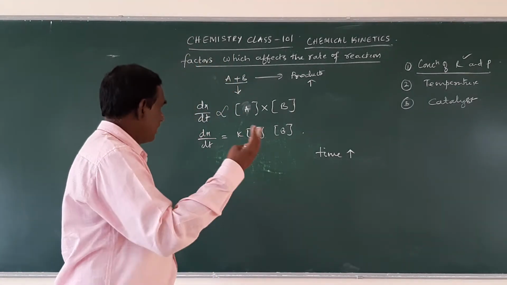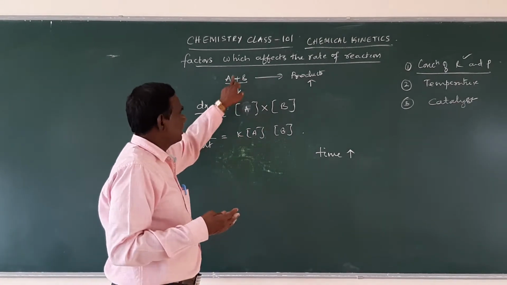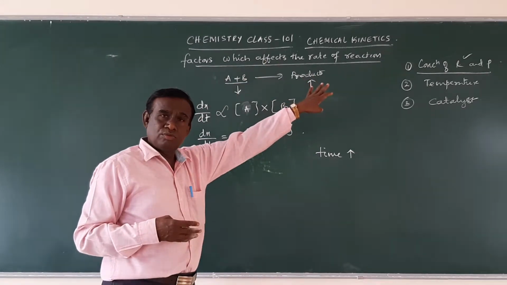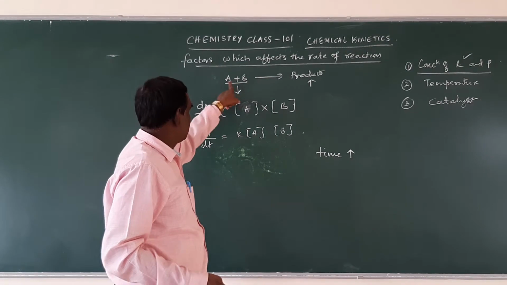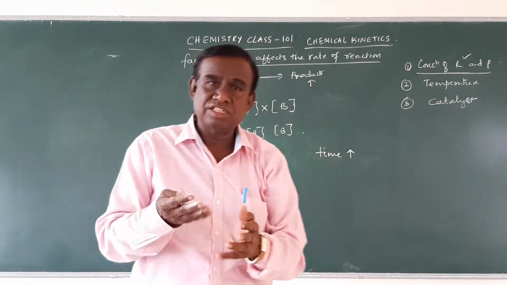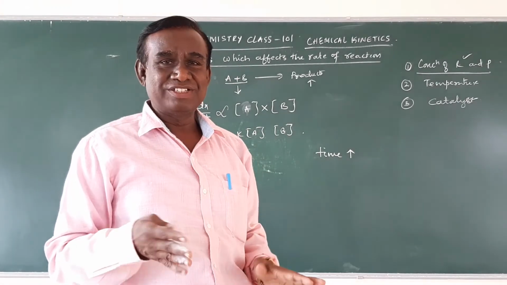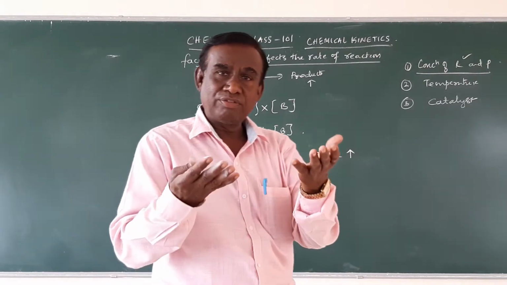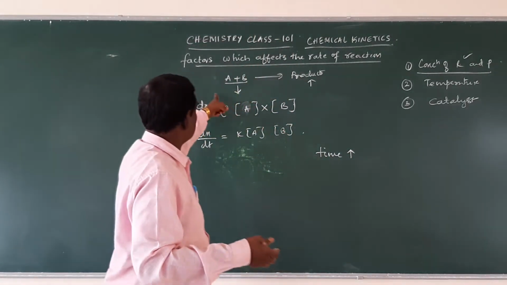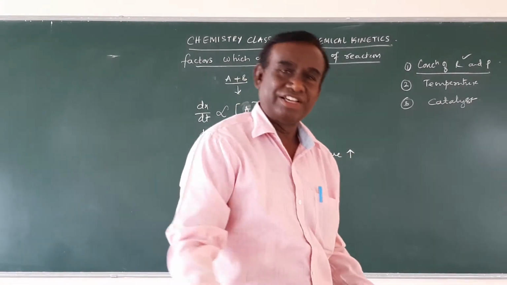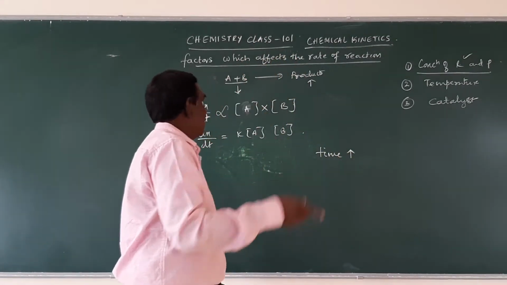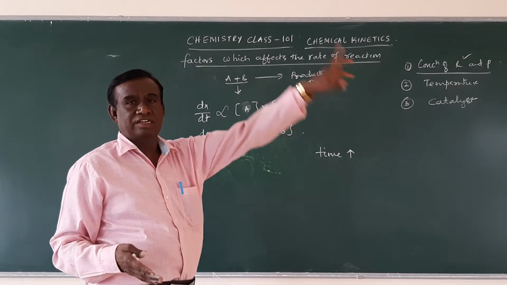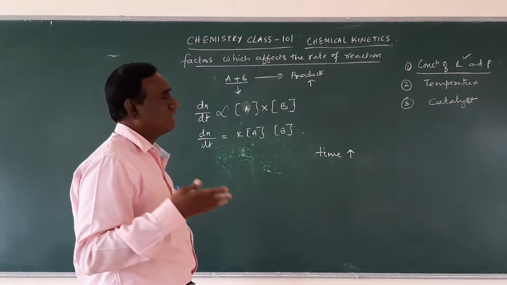The rate of reaction takes place with respect to reactants as well as products. As the time passes, the concentration of the reactants decreases and the products increase. Since the concentration of the reactants decreases, the rate of reaction also decreases. If you increase the concentration of the reactants, the rate of a chemical reaction also increases. So the rate of chemical reaction, dx by dt, depends upon the concentration of the reactant or product.